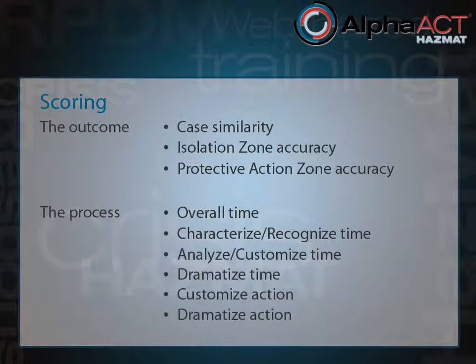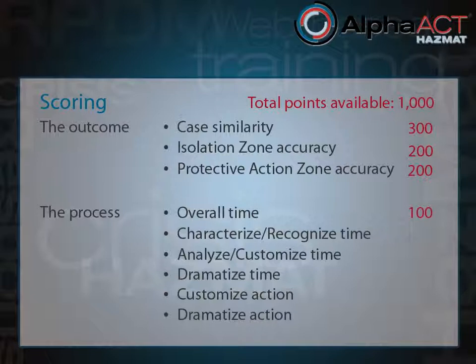of the decision process. In AlphaACT HAZMAT, 1,000 points are at stake when you play each scenario. Case similarity, which is based on how many of the event characteristics you accurately match, counts for 300 points, while decision accuracy, which is based on how closely you match the size of the isolation zone and the protective action zone, is worth 200 points for each of the zones.